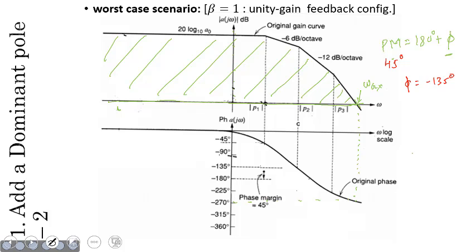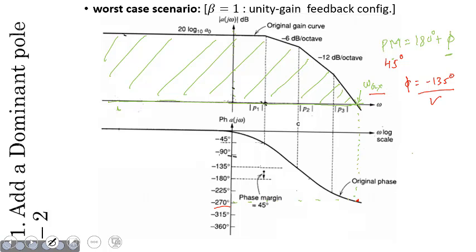So when we try to read the phase value at omega equals omega gx, we need to ensure that the phase value we are reading here is supposed to return us minus 135 degrees. But what we are getting here is minus 270 degrees, right? As the name suggests, we need to add a kind of dominant pole in our system such that the phase value read at omega equals omega gx returns this value, right? So how do we do that?